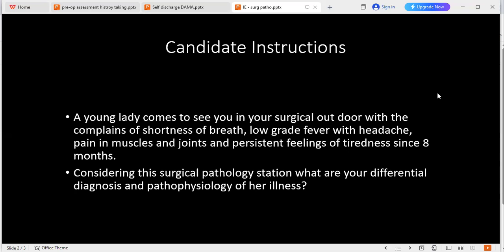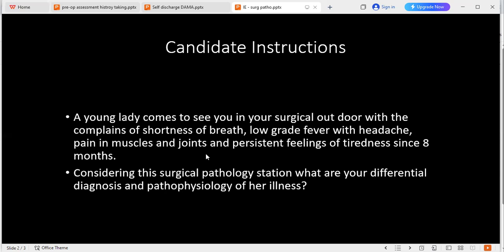All right. So if you've read and understood the surgical pathology station stem, please tell me, what differential diagnoses will you consider for this patient? Okay, ma'am. It could be aortic stenosis, or TB, or pulmonary embolism, maybe pneumonia. Low grade fever, muscular pain. Anything else? Mitral stenosis or aortic stenosis.